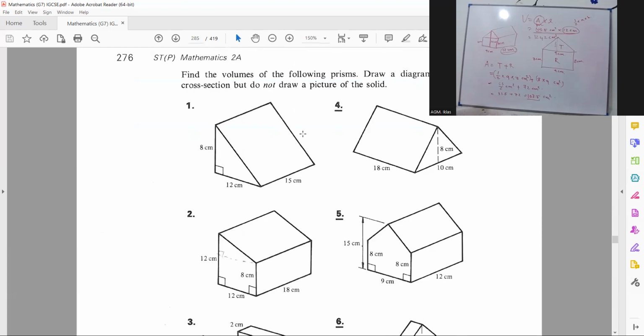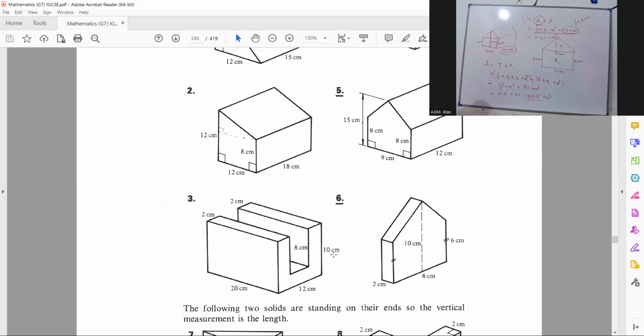Yes, the fourth question is also the same. It's a prism. So 18 is the length. Here, 18 is the length. So here, the cross-sectional area is half into 10 into 8. Okay. So 40 into 18 centimeter square, centimeter cube. That is the volume.